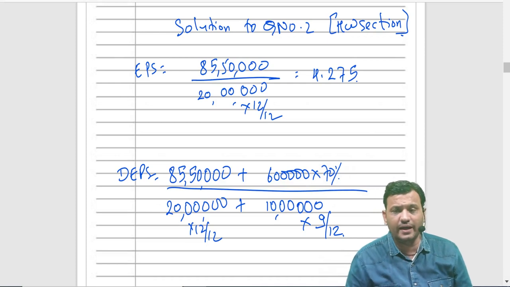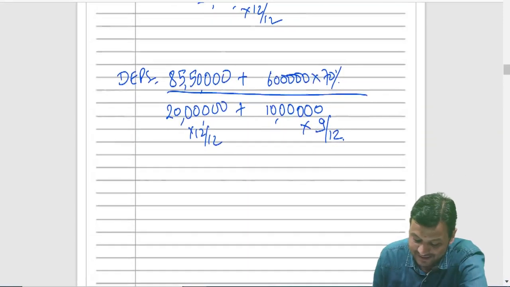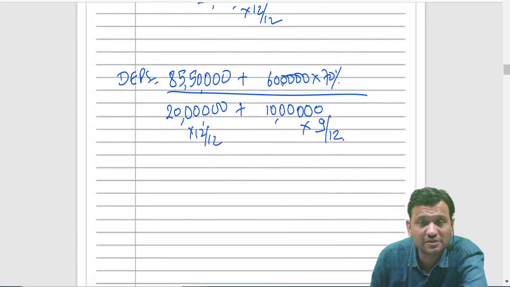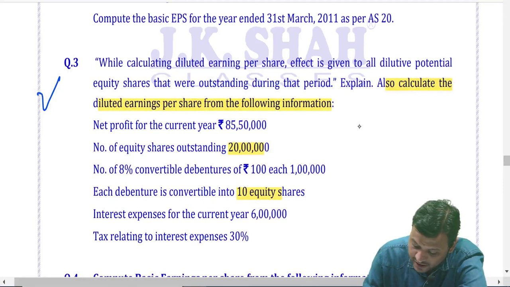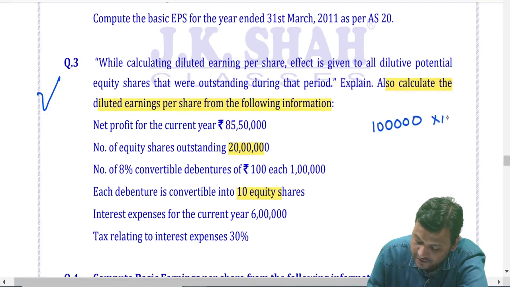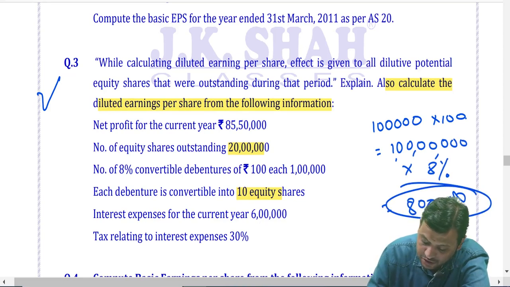Why 9 by 12? Very simple. My dear, this interest of 6 lakhs is only for 9 months. It is not for 12 months. You'll say, how did you come to know? See, friends, if my number of debentures is 1 lakh, its face value per debenture is 100. So the total comes to 1 crore. On this 1 crore, we should have an interest of 8%, which comes to 8 lakhs.